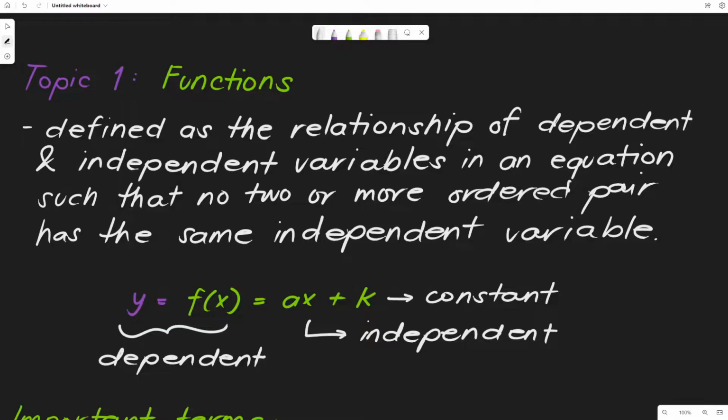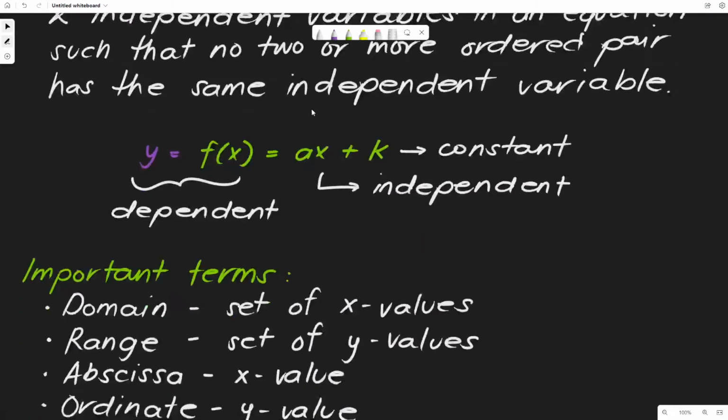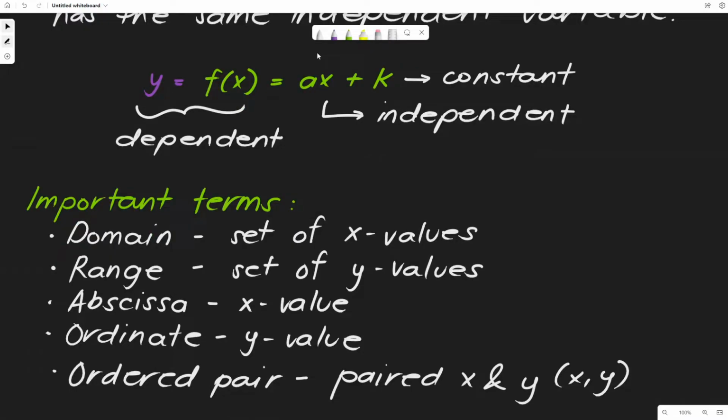For example, here below, we have y, or usually f of x, which is what we use more, equal to ax plus k. Here, a is the numerical coefficient of our independent variable x, and k is the constant. That means you cannot get the value of y until you solve for the independent variable and the constant based on their operation, which in this case is addition. That's the only difference between the dependent and independent variable.